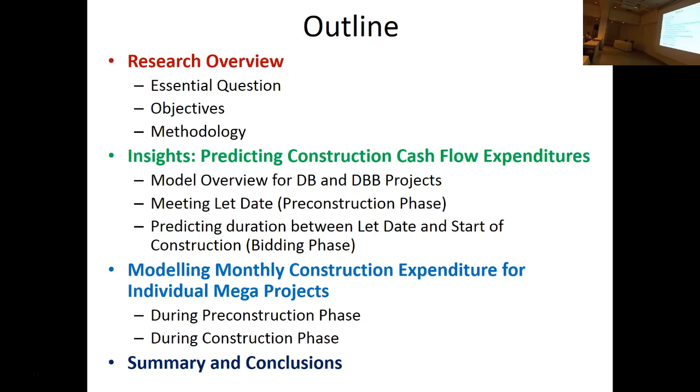So here's the outline for the presentation. Start with the research overview, and then provide some insights in terms of predicting the construction cash flow expenditures, the overall modeling approach, and factors that relate to achieving the let date or the bidding date for the project, and then from there moving on into signing the contract with the contractor, and then going into the construction phase. And we came up with 3 modeling concepts for the DOT to help them better predict their cash flows.